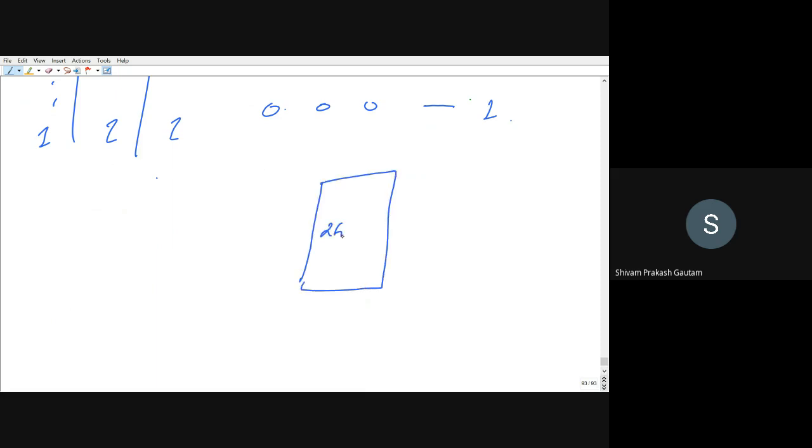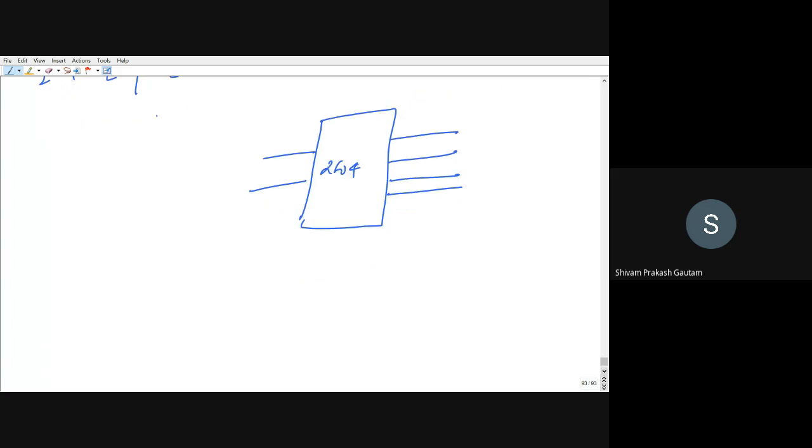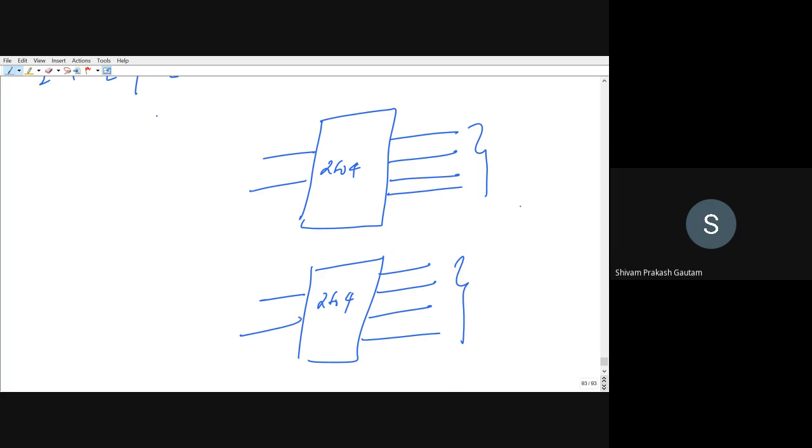Let us say this is a 2 to 4 decoder. We are having 2 input lines and 4 output lines. If you want 8 output lines, you have to use the 2 to 4 decoder twice. So here you can see you are having 8 output lines, 4 output lines are here, 4 output lines are here, and 2 input lines are here. So you can write here B and C.